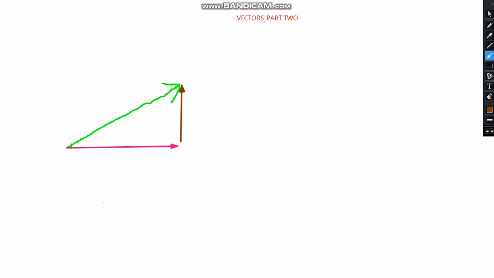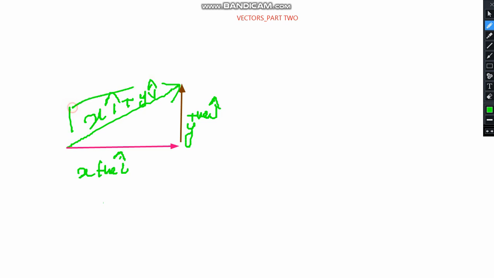Plus this. Okay, so this is basically j cap, and this is basically i cap. Very important concept. This is positive i cap. This is positive j cap. So some i cap, some j cap: x i cap, and so x i cap plus y j cap. Very important and very useful concept.